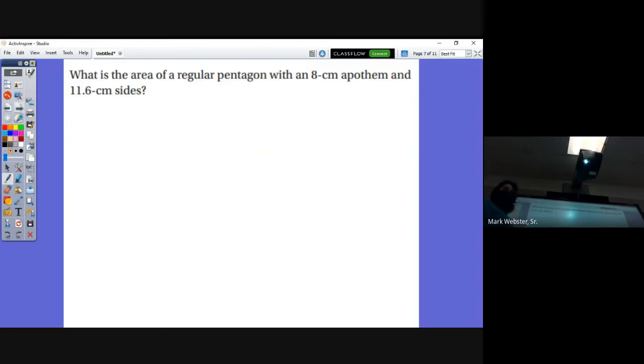Regular pentagon with an 8-centimeter apothem and 11.6 centimeter length sides. All right, let's go over this. See if you're right. So how many sides does a pentagon have? 5, right? Mm-hmm, you're right. Think of the building, the Pentagon, and it's also the shape of home base in baseball. That's Pentagon, right?